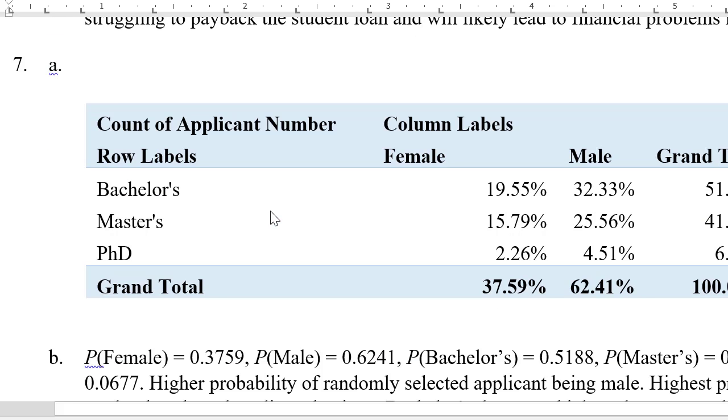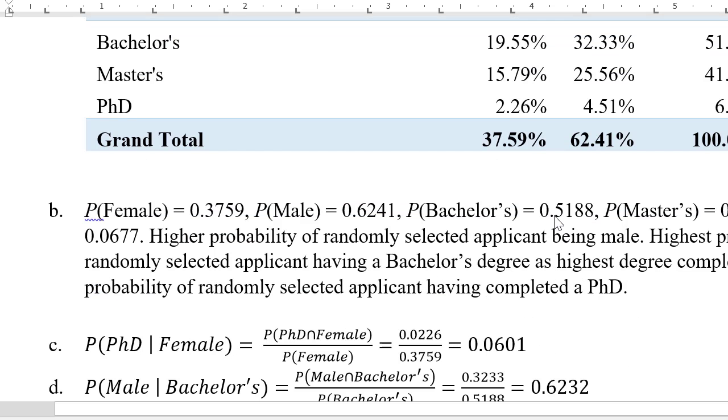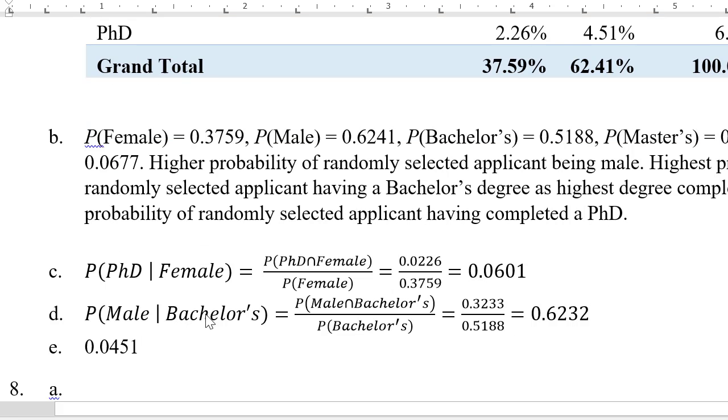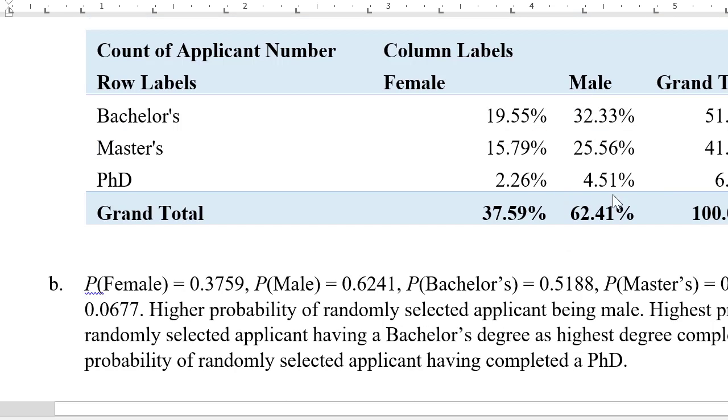Problem 7 was looking for another joint probability table. I was looking for values that look like this. Specifically, for C, PhD given female, again with that same formula. We pull that out of our table. It should be 6.01%. For D, male and bachelor's is this value, 0.6232. E asks what's the probability the randomly selected applicant will be a male whose highest completed degree is a PhD. That's just this value right here, male PhD. It's that intersection.